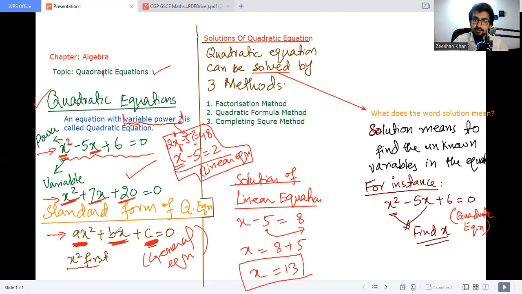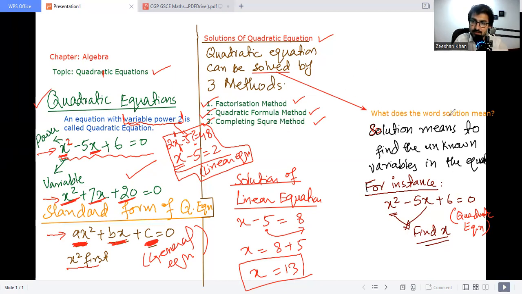So there are three methods for the solution of a quadratic equation. Now, how do we solve a quadratic equation? Quadratic equations can be solved by three methods. The first one is called the factorization method. The second method is the quadratic formula method. And the third one is the completing the square method. You will study these one by one in the next three lessons. In the first lesson, I will explain the factorization method. Then in the next ones, we will study the quadratic formula and then completing the square.